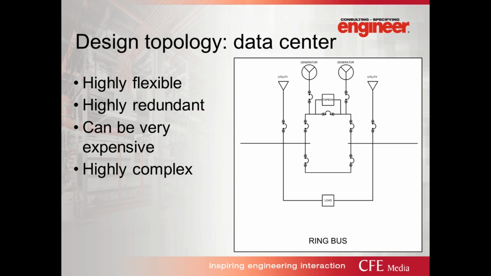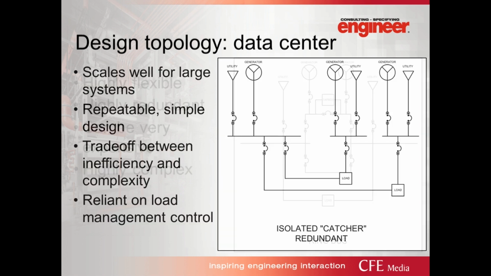Isolated catcher or redundant systems, this is one that oftentimes works very well for very large sites. It scales well, it's repeatable, you can parallel or not. You are reliant on a management control system such that you don't overload your redundant or your catcher system. So there's trade-offs between efficiency and complexity.